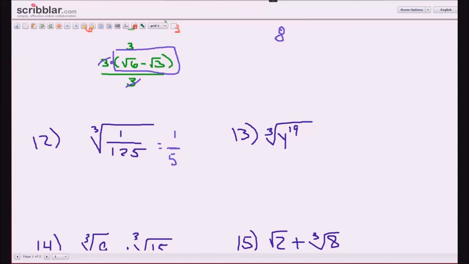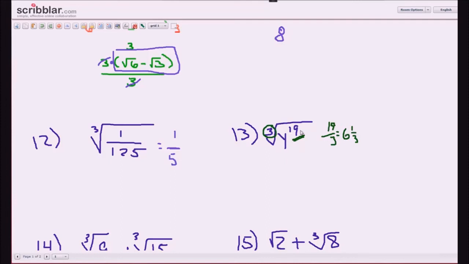The next one is a little different, because this one has a cube root and this exponent here. It's going to be almost identical to what we did before, but rather than dividing that exponent by 2, we're going to divide it by 3. So 19 over 3. 19 divided by 3 is the same as 6 and 1/3, or essentially, it's 6 with a remainder of 1.